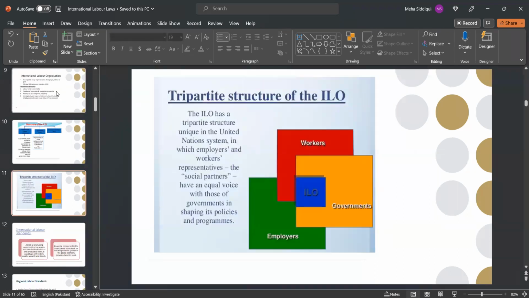Tripartite structure of the ILO. It is unique in the UN system in which employers and workers' representatives, that is the social partners, have an equal voice with those of government in shaping its policies and programs.